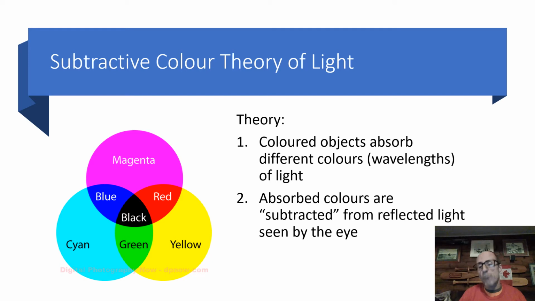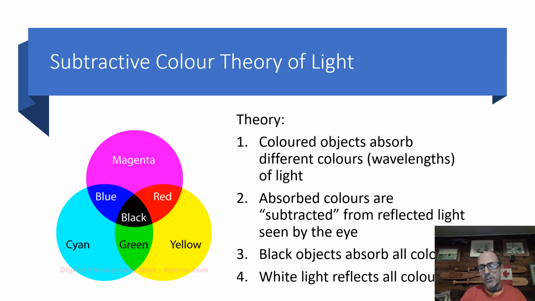Absorbed colors are subtracted from reflected light seen by the eye, and we'll talk about this in a second. Black objects, like I've already said, absorb all colors of light. They don't reflect anything. On the other hand, if you shine light on a white t-shirt, it appears white because it reflects all colors of light, and you know that white light is composed of all the different colors in the spectrum, or ROYGBIV. So that is a quick look at subtractive color theory.